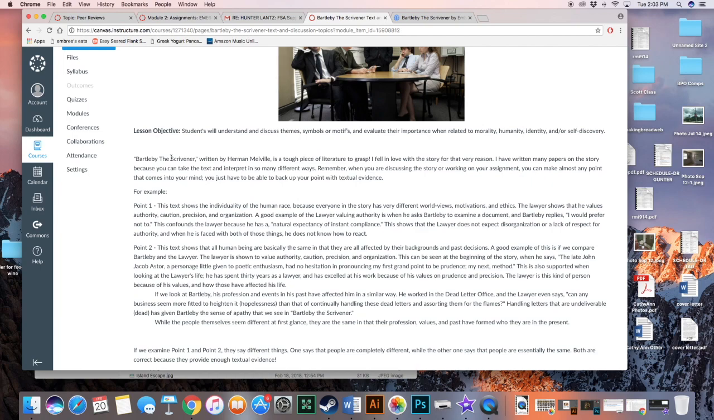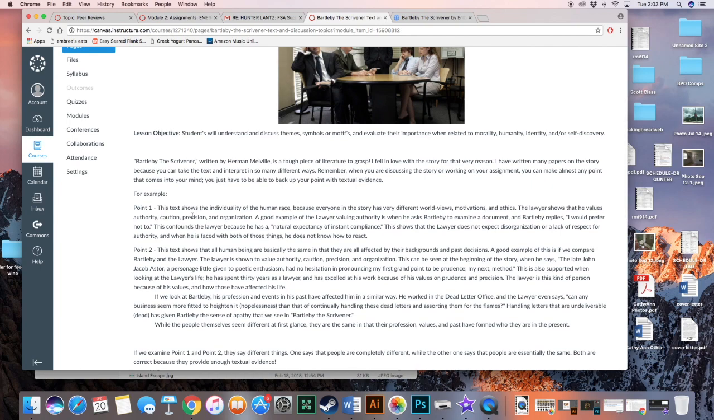I had a couple different examples here. Let me go ahead and read through these for you, and you can kind of get where I'm saying how you can say almost two totally different things about the story, but because you can provide textual evidence, they're still both correct things to say about the story. So, this text shows the individuality of the human race because everyone in the story has very different worldviews, motivations, and ethics. The lawyer shows that he values authority, caution, precision, and organization.